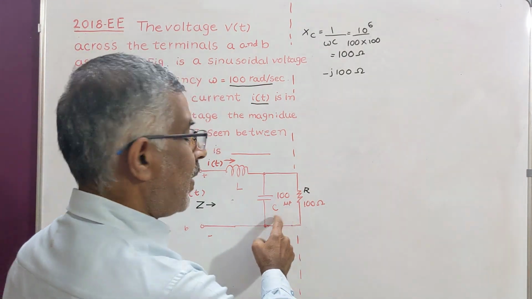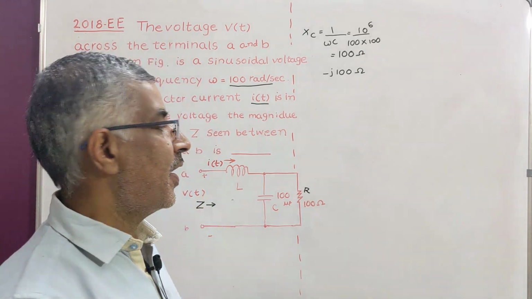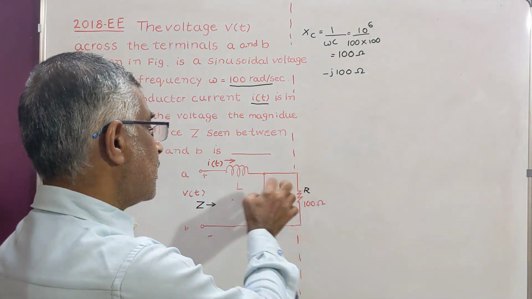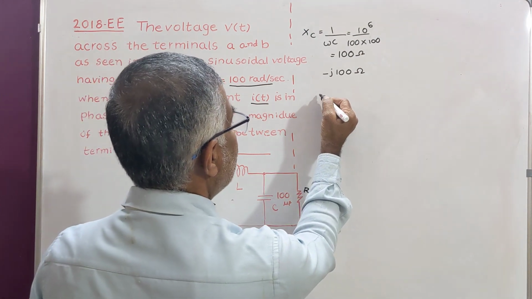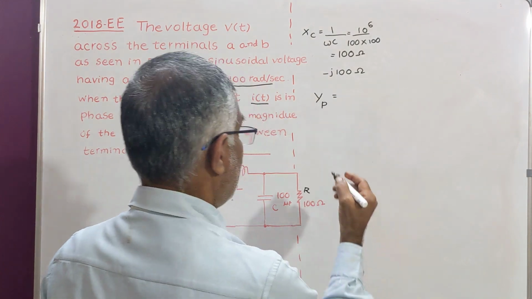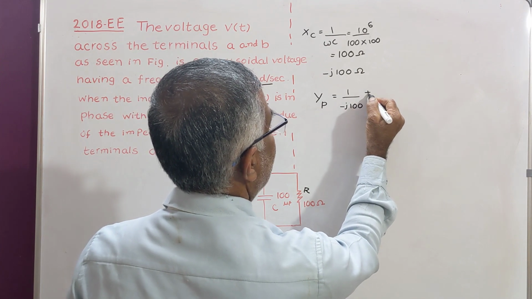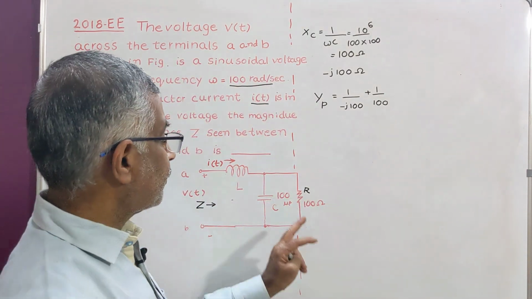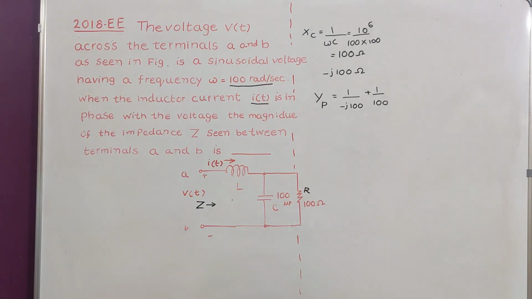Now, first I will find the impedance of this part. These two are in parallel. When components are in parallel, admittances can be directly added. Therefore, admittance of this plus admittance of this is equal to admittance of this part. Now I will find impedance of this parallel circuit. So admittance of the parallel circuit, Yp, is equal to 1 by minus J100 plus 1 by 100. This is admittance of this parallel combination.